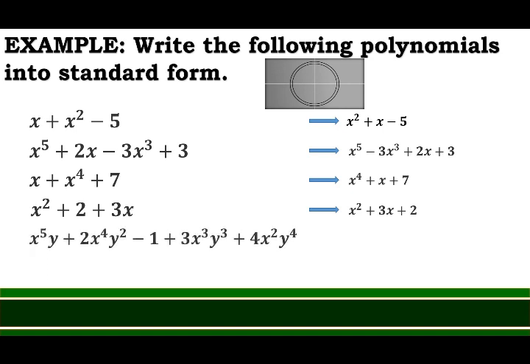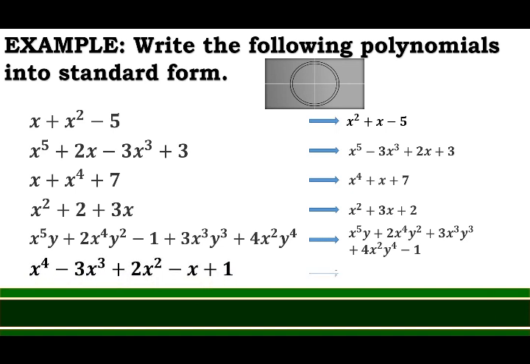How about this? Okay, so the standard form for this is x raised to 5y plus 2x raised to 4y squared plus 3x cubed y cubed plus 4x squared y raised to 4 minus 1. And last example. Okay, the standard form is x raised to 4 minus 3x cubed plus 2x squared minus x plus 1.